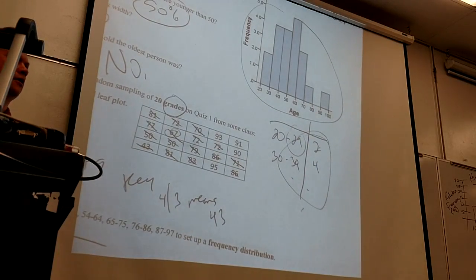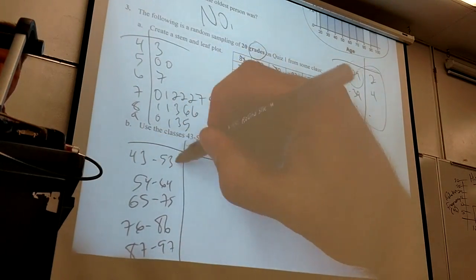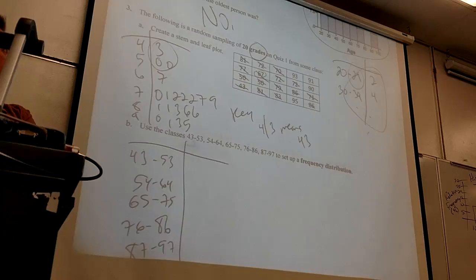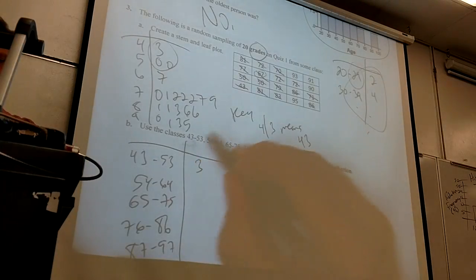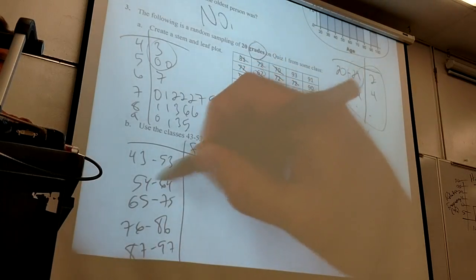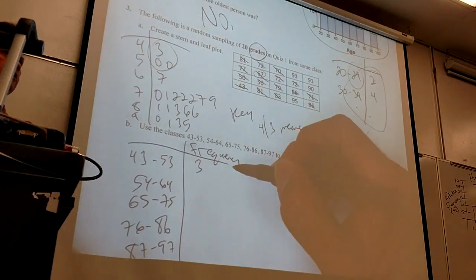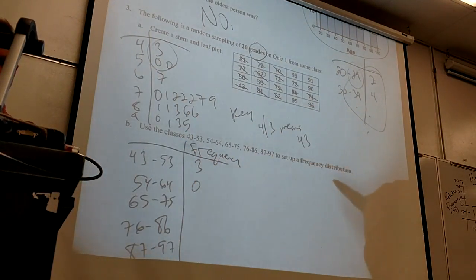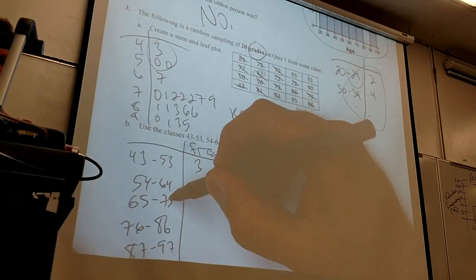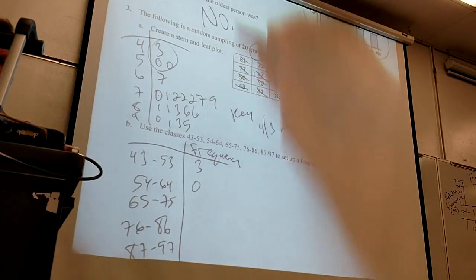We know that now. So now I can just see directly from the data what is between 43 and 53? These three numbers. So there's 3. That's the frequency. How frequently does something show up between 54 and 64? Nothing. There's nothing between 54 and 64. What about 65 to 75? 1, 2, 3, 4, 5, 6, 11.